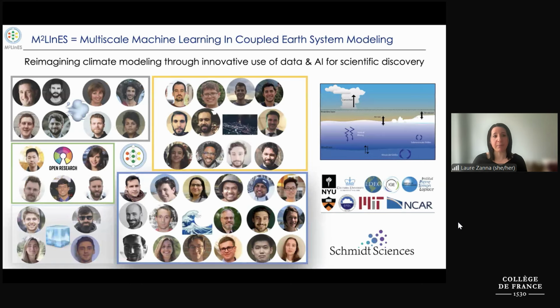Okay, so I'm always very grateful to be invited to many things. But at the end of the day, everything I'm going to say is definitely me saying it. But the work is teamwork, and it's part of a large project supported by Schmidt Sciences called M2LInES, for multi-scale machine learning and coupled system modeling. Our goal is to reimagine or reinvent the way we do climate modeling with data and AI for scientific discovery. We are about 40 people by now. We are a range of domain scientists, I'm a physical oceanographer, for example. We have atmospheric dynamicists, sea ice experts. We have machine learning experts.